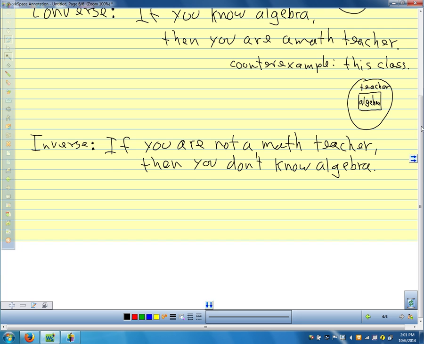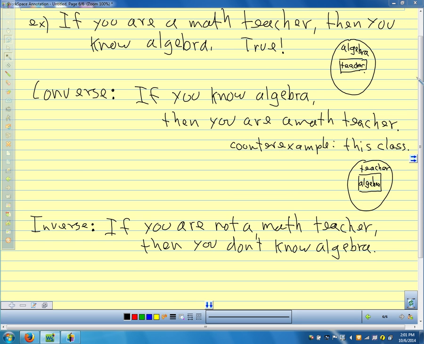And is this conditional statement true? If you are not a math teacher, then you do not know algebra. Maybe you do. What would be a counterexample? Us. Us, again. You guys are not math teachers, but you know algebra. So a counterexample is this class. So that's our inverse. If you're not a math teacher, then you don't know algebra. And notice that the converse and the inverse have the same truth value. They were both false. All right, let's form the contrapositive now.